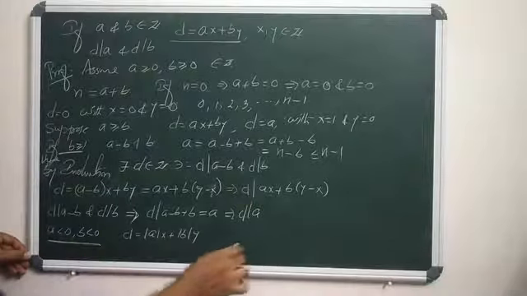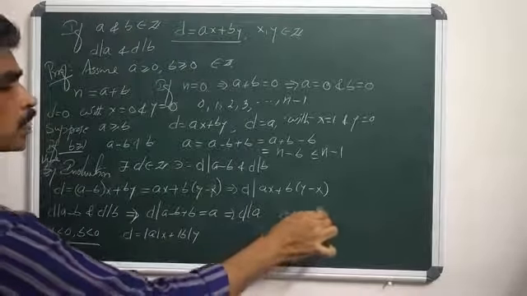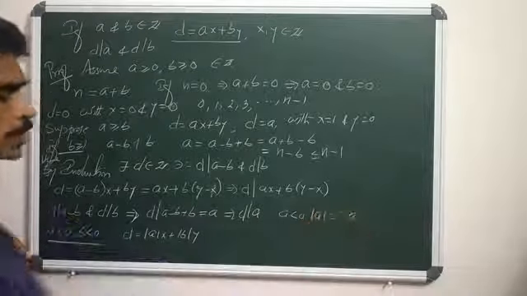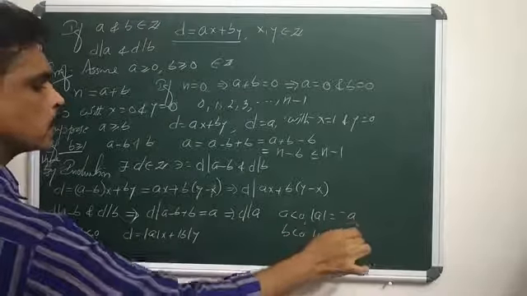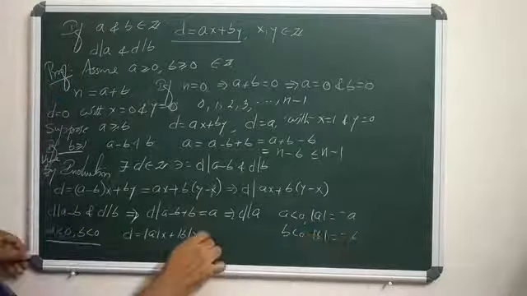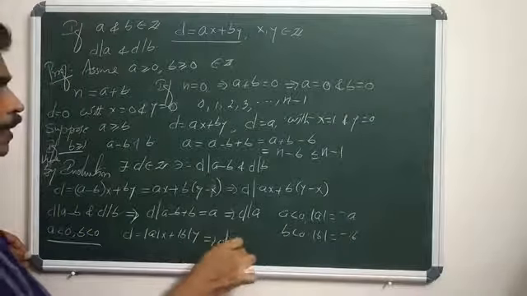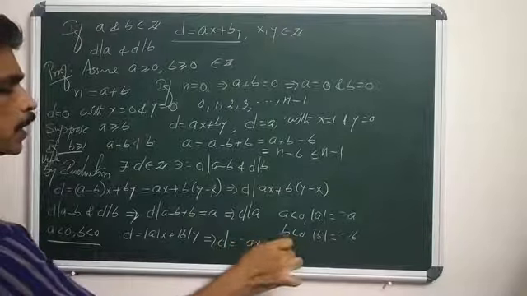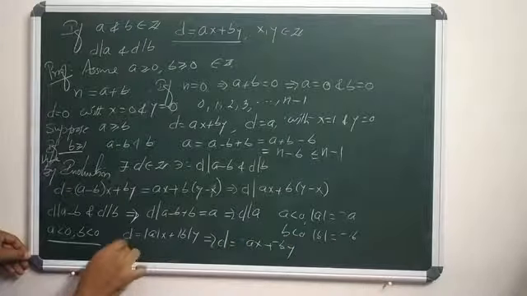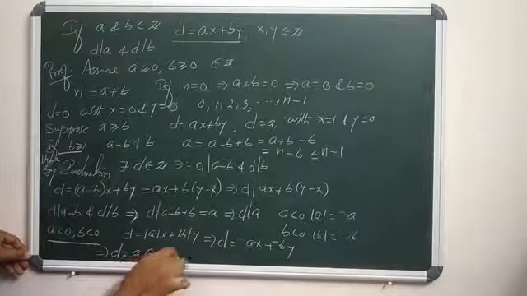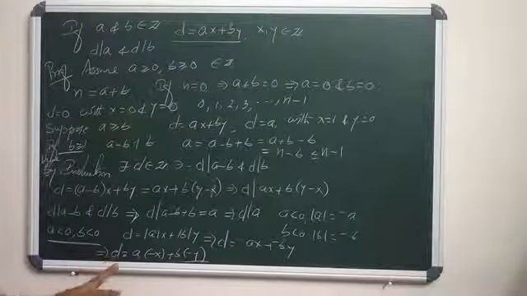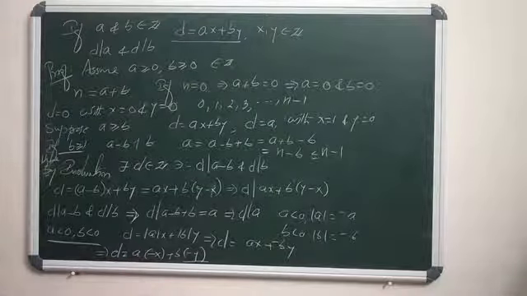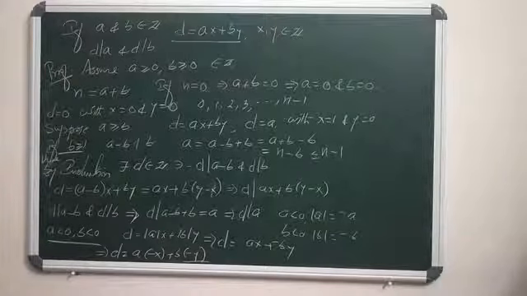Since a is negative, what is mod a? Mod a equals minus a. Also, since b is negative, what is mod b? Mod b is minus b. Okay, therefore, this can be rewritten as d equals minus a x plus minus b y. That means d equals a into minus x plus b into minus y. Again, d can be expressed as a linear combination of a and b. Since x and y are integers, minus x and minus y are also integers.